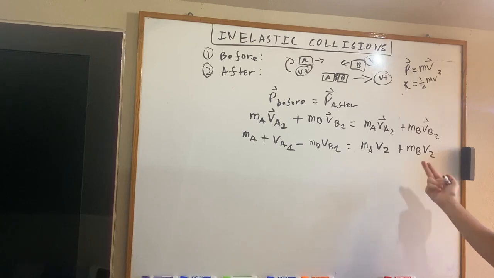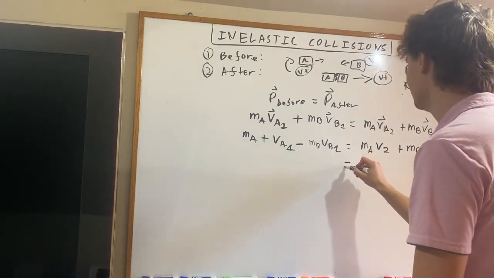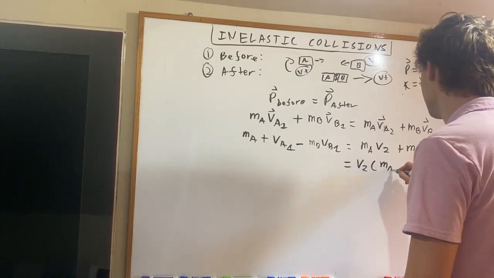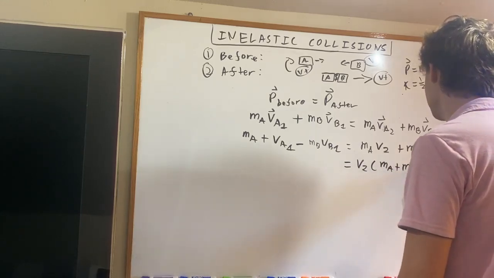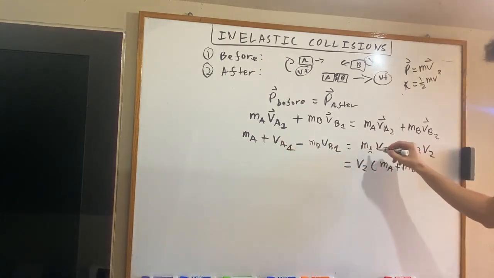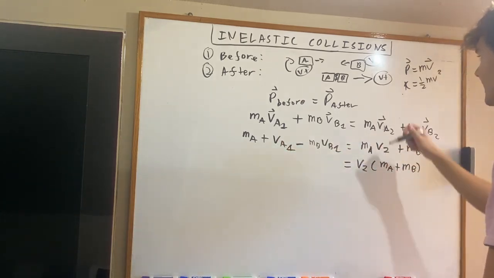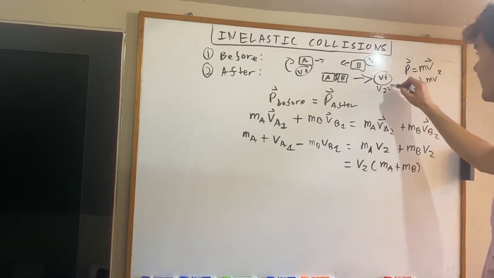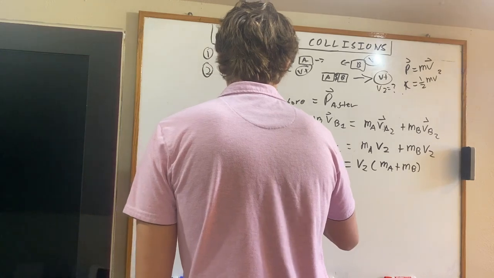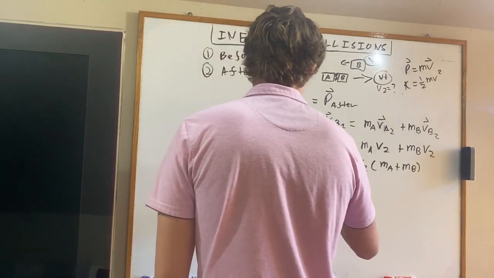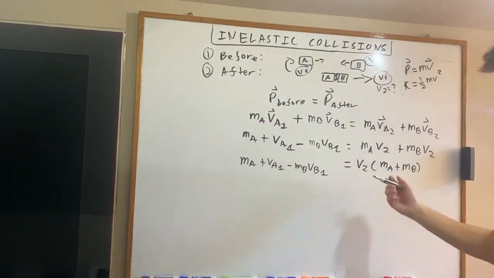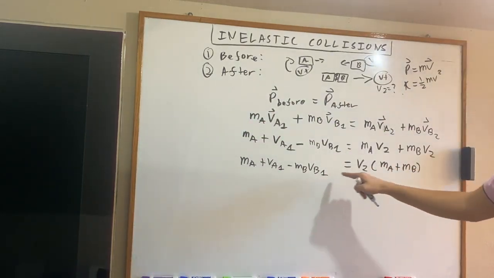So now what we can look at is, since those are both positive, they're just going to be added together. So then this now becomes V2. We're going to factor out the V2, MA plus MB. And you could leave it like that, but I'm just going to simplify a little bit. Say that they ask you to find V2, you can solve for it this way. So now you would just divide both sides by this, and then you'd be able to solve for V2.